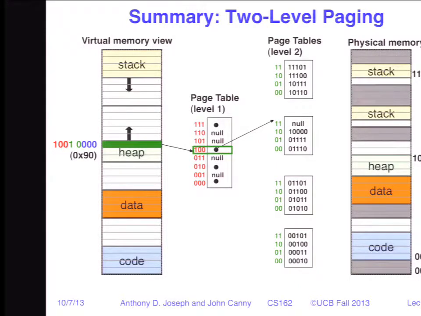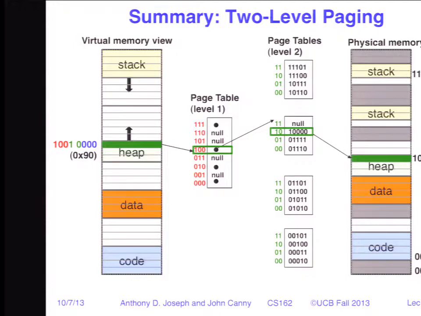Okay? Then we have to read that entry. That gives us a pointer to our second-level table. And we're going to index into that with these 2 bits, the 1 and 0 in green. So that's going to be this entry here. So we're going to read that entry. That's going to give us the page table entry. That's going to give us the physical page number of the actual data. Okay, and so that is right there.